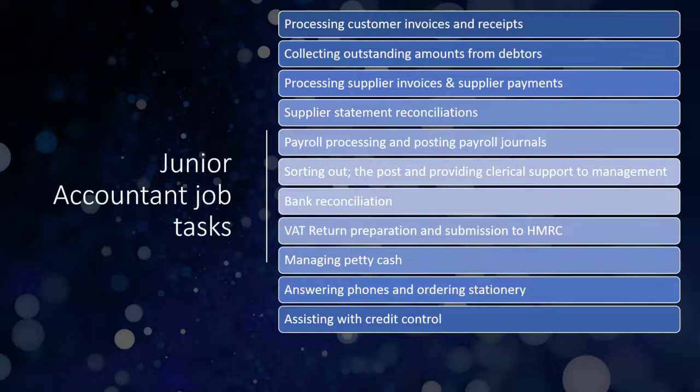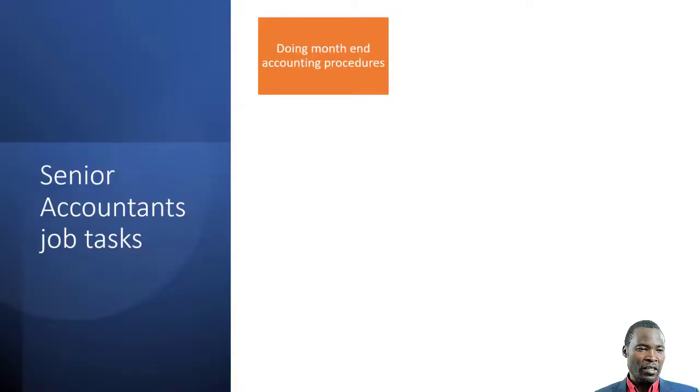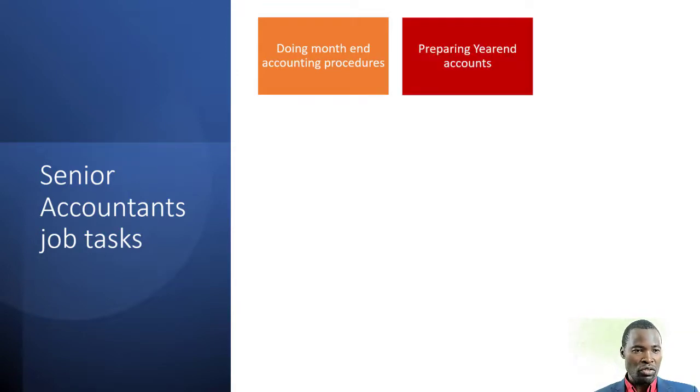So that leads me to looking at the senior accountant's job role. The first thing you need to know is that as a senior accountant, a task is doing month-end accounting procedures. You'll do that, or you'll at least supervise your juniors who are doing that, but overall you're overseeing everything. You also prepare year-end accounts.